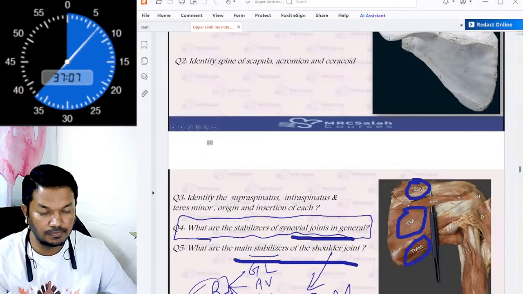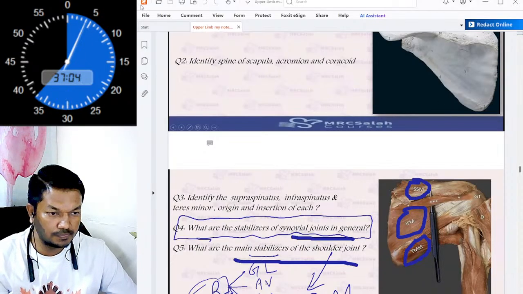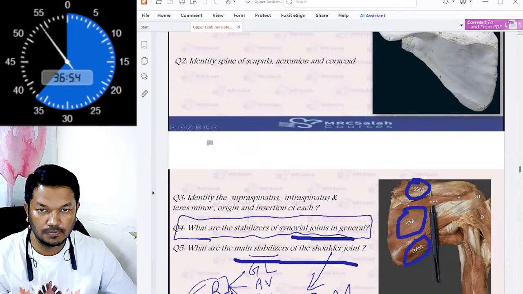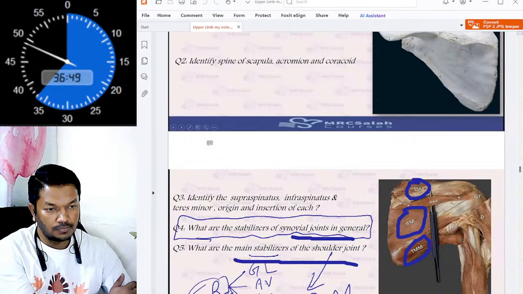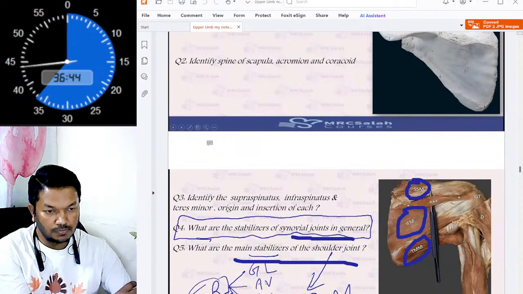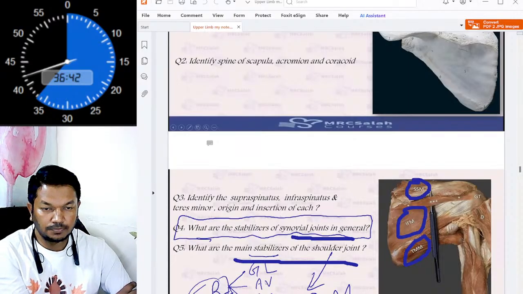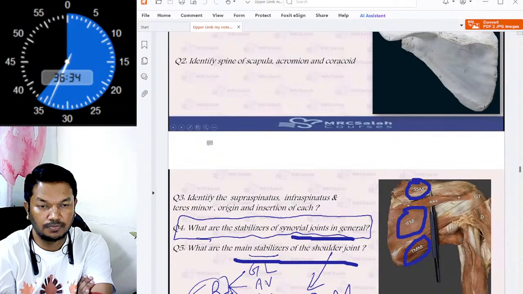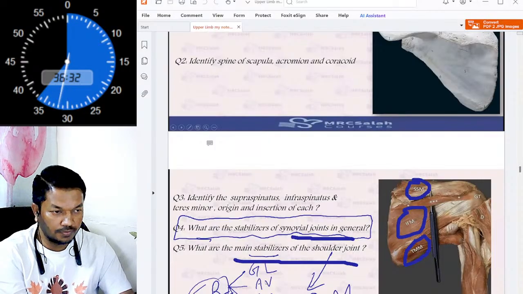So, static restraints and dynamic restraints. Static restraints are the glenohumeral ligament, capsule, negative intra-articular pressure, articular version, articular conformity, and glenoid labrum. Dynamic restraint provides multidirectional stability, and it is caused by contraction of the rotator cuff muscles.